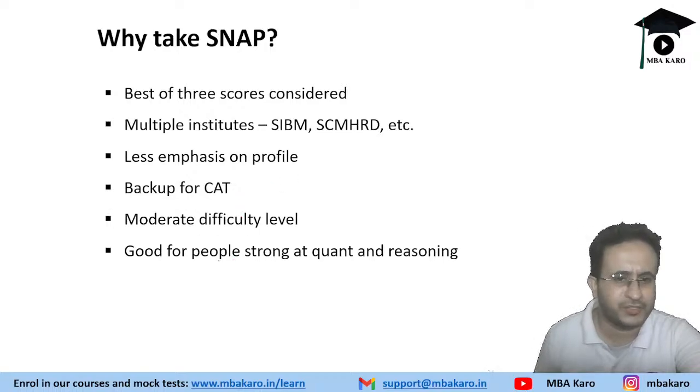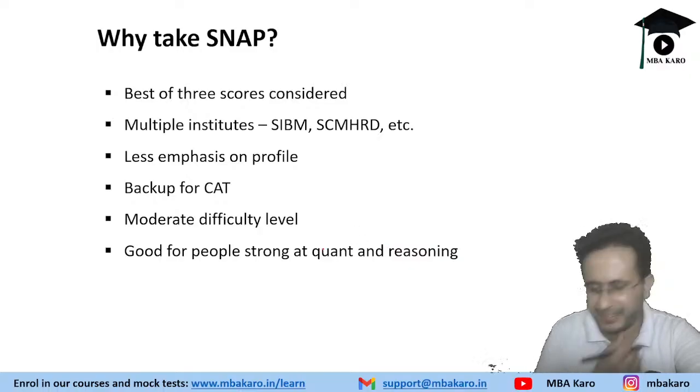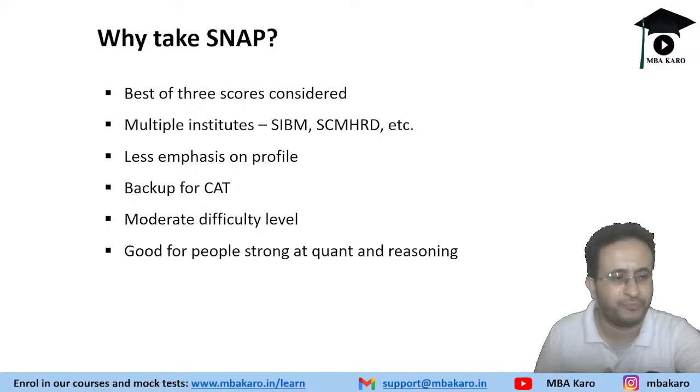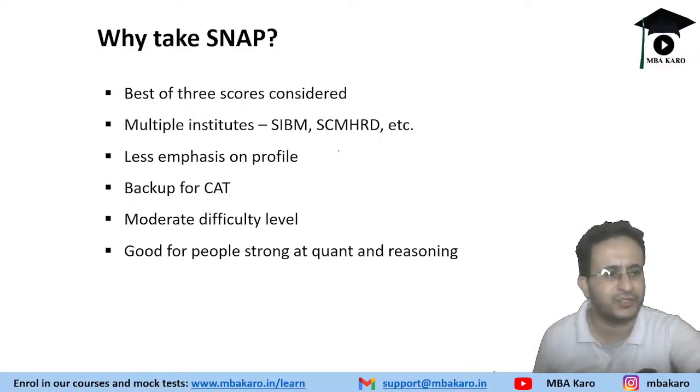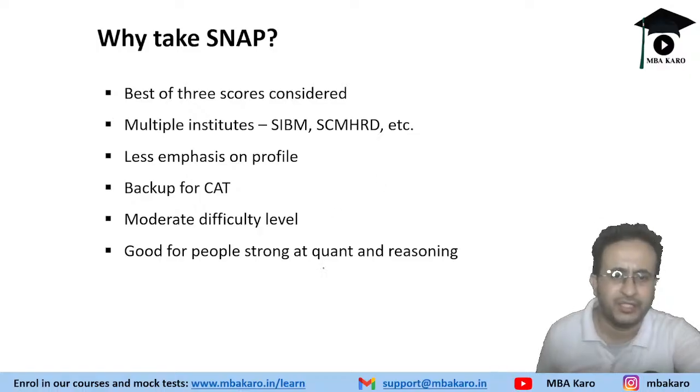And it is good for people strong at quant and reasoning. Now why is this an advantage? In CAT you have verbal ability. A lot of people get stuck in verbal ability. Okay, so that becomes a challenge for some people. Now in this case, if someone is good with quant and reasoning, that is an advantage because there are 20 questions of quant and 25 of reasoning. So 45 out of 60 questions are on quant and reasoning. There is no sectional cutoff also. That is another advantage of this exam. There is no sectional cutoff.